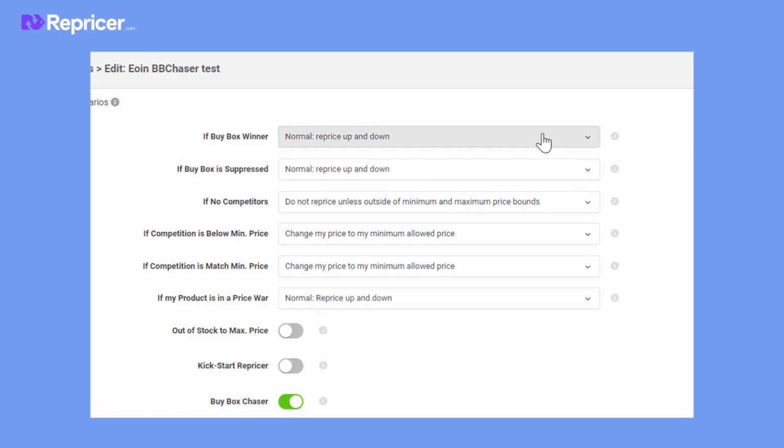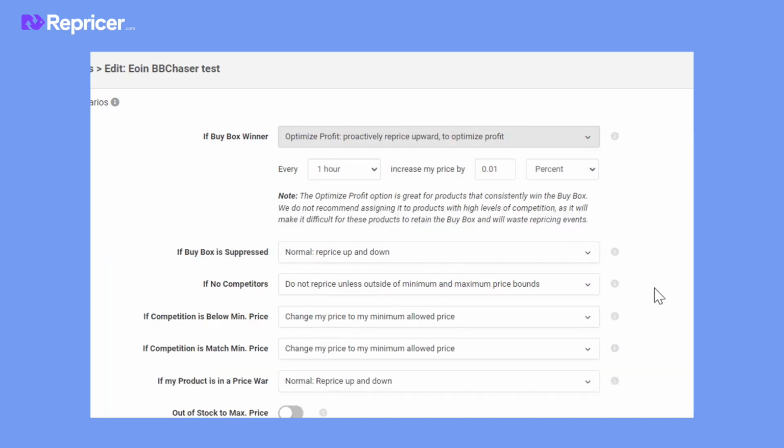That's where we can use the buy box optimizer. The optimizer activates whenever you have the buy box, gradually increasing your price and profits as long as you keep it. If you were to lose the buy box, you'll immediately start competing, ready to win it again.